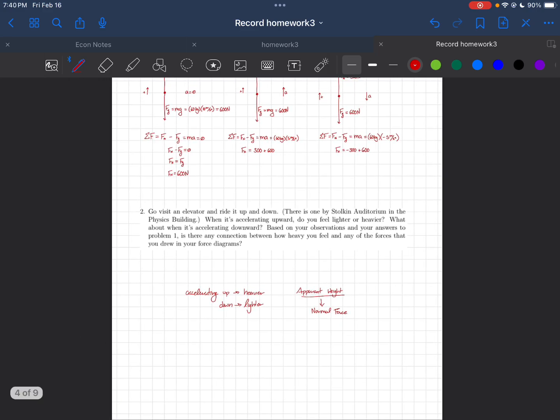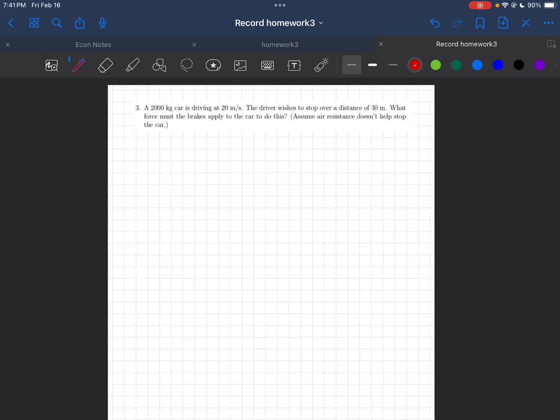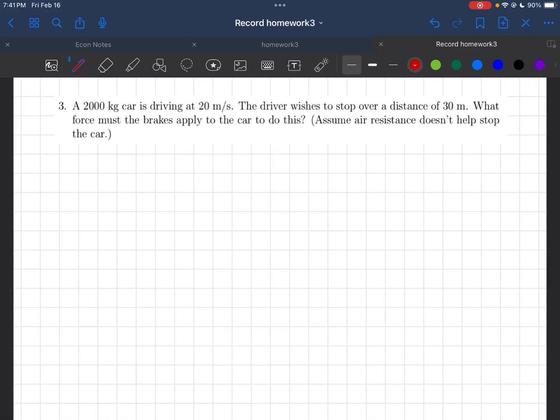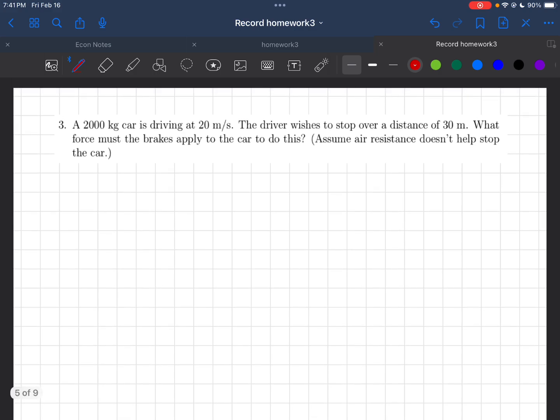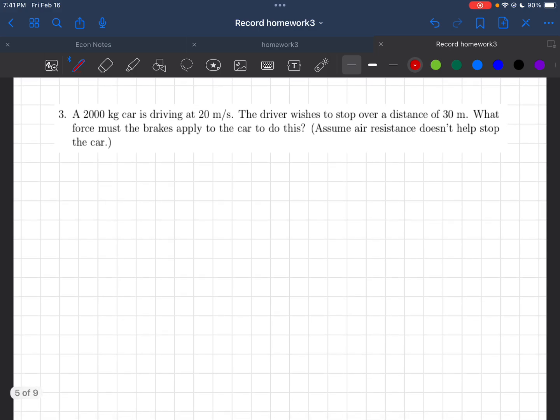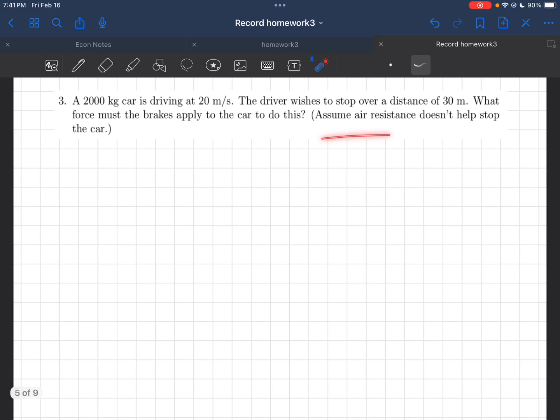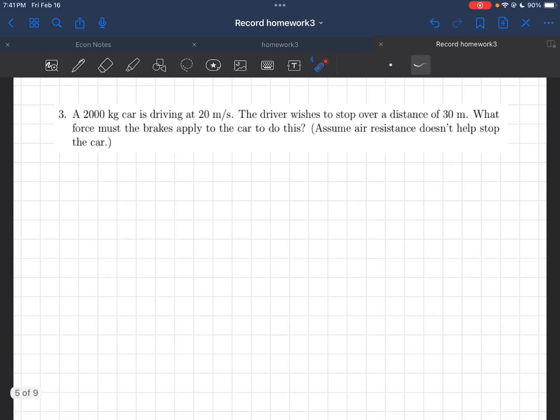All right. Moving right along, we have a 2,000 kilogram car driving at 20 meters per second, and the driver wants to stop over a distance of 30 meters, and we want to find the force that the brakes must apply to the car in order to do this. And we're assuming no air resistance. So we're solving for a force.